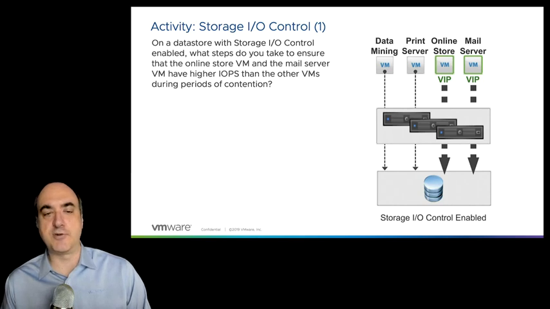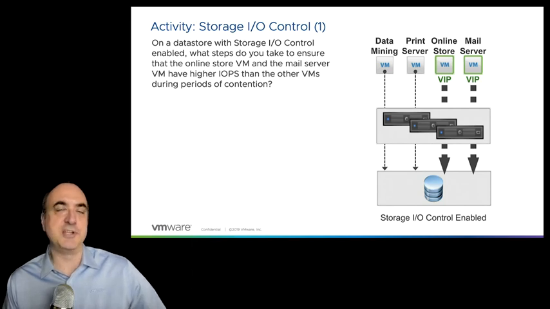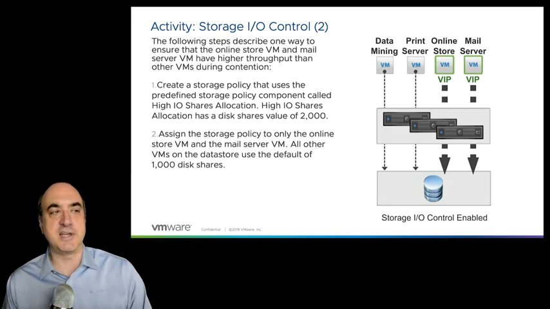Well, we already have storage IO control enabled, so we already have balance, because that's what happens by default. What we're trying to do here is grant high priority to those critical workloads. So essentially, you grant those VMs the high IO allocation shares storage policy component with some storage policy. Remember, you can't just give a VM a storage policy component. You actually have to create a policy and make the storage policy component that represents high IO shares allocation part of that storage policy. So that's really what you need to do.